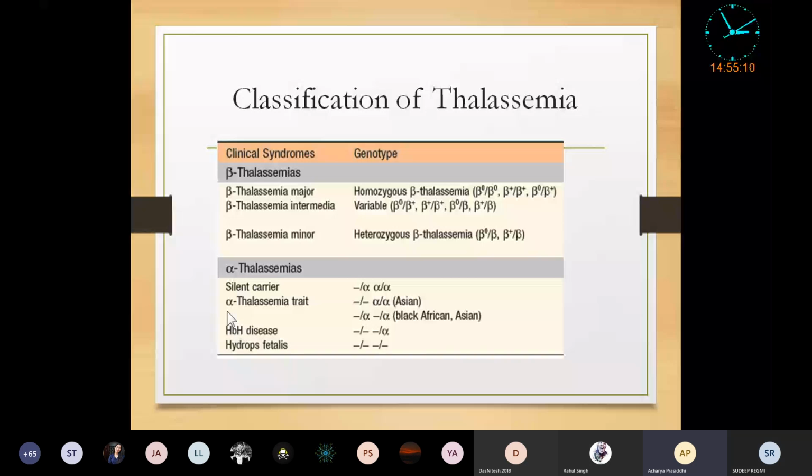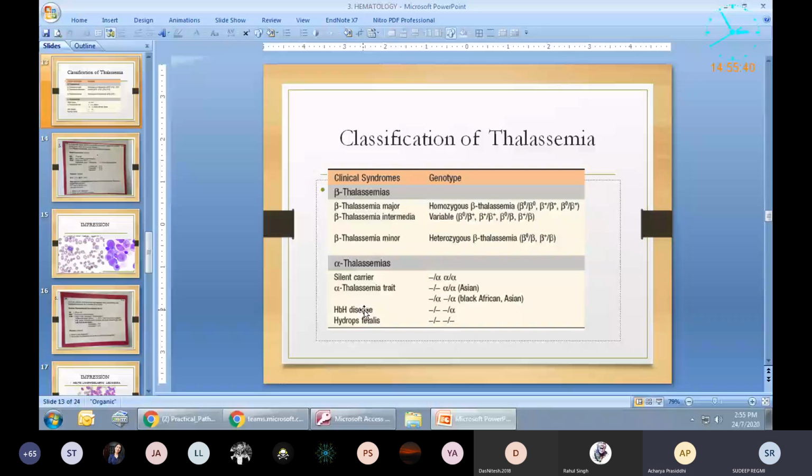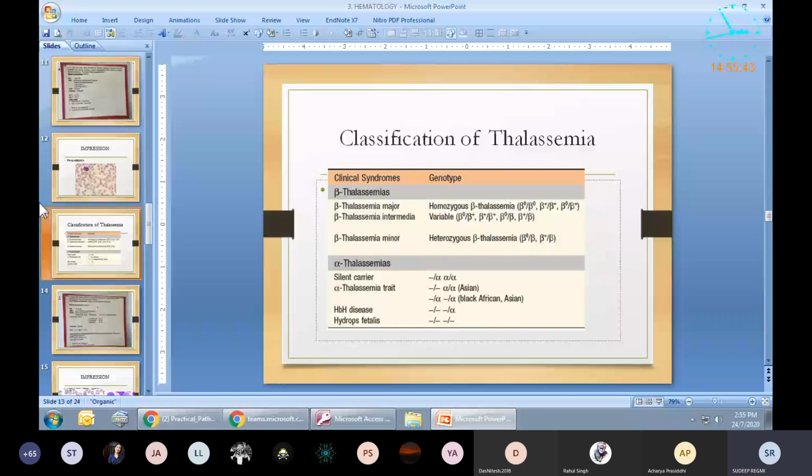Sir, then if 2 alleles are missing, it's alpha thalassemia trait. And if 3 are missing, then it's HbH disease. Then if all the alleles are missing, it's hydrops fetalis. Very good. What about beta thalassemia? Sir, it can be classified as beta thalassemia major, beta thalassemia intermedia, and beta thalassemia minor. Okay, this much is very good. If you can tell this much, this is very, very good.